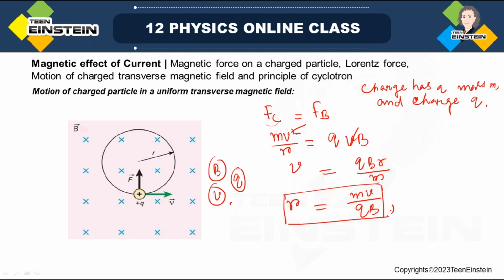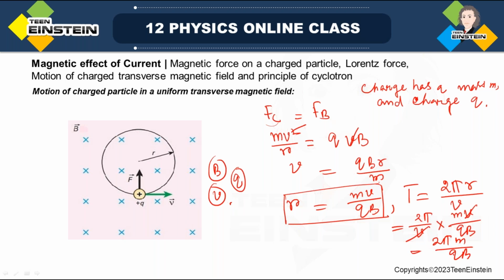Once we know the radius, can we find out the time period? Time period for a circular path is 2 pi r by v. We found v here, or we can put the value of r. Keeping v alone, r is mv by qB. So v goes off, and we get 2 pi m by qB. Just putting the value of r here, we get the time period.